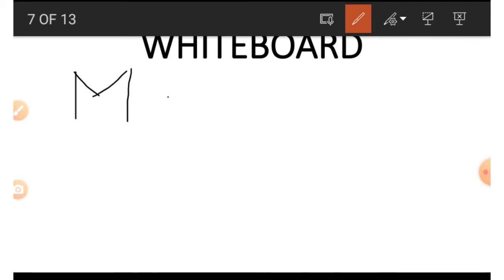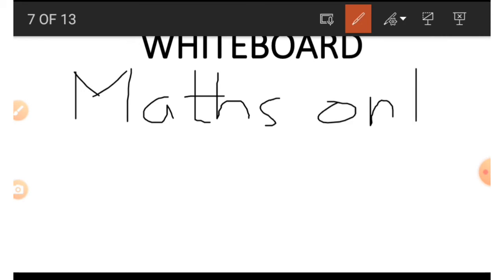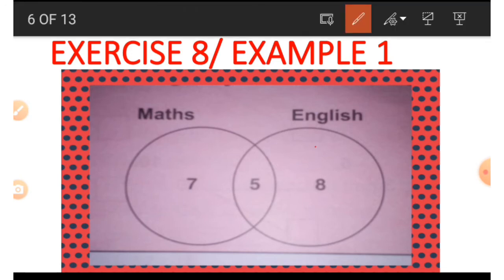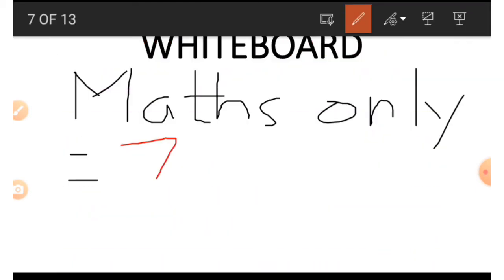Now if we are asked what part represents people who offer mathematics only, we just go back to the diagram and look at the picture. In mathematics you have 7. You can see the 7 circled. That is the number that represents mathematics only. So 7 pupils offer mathematics only.